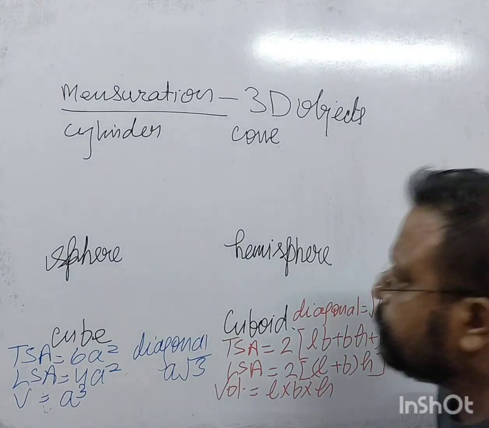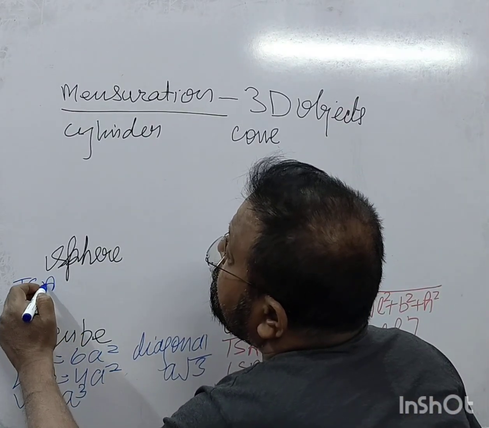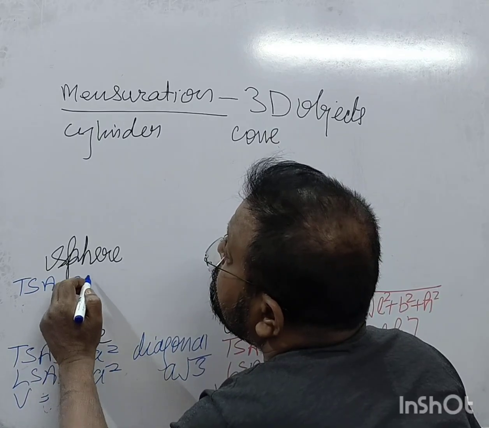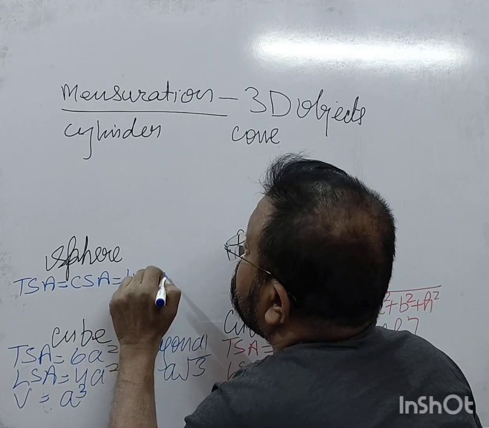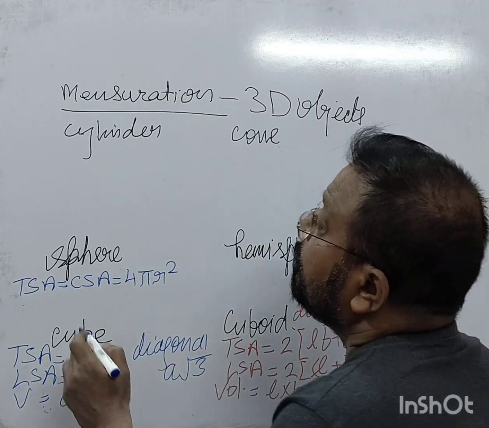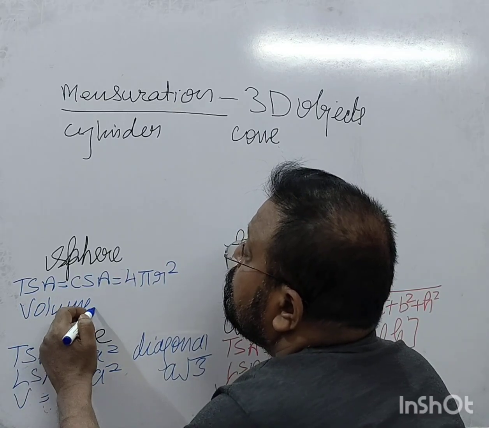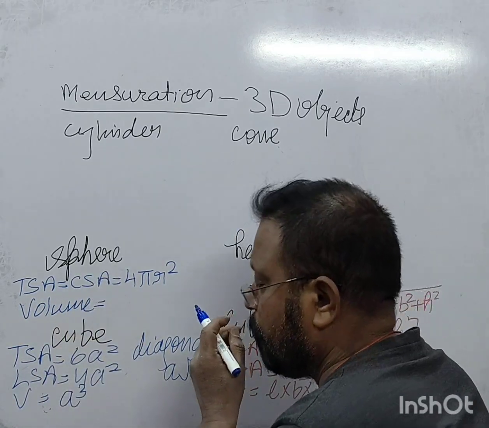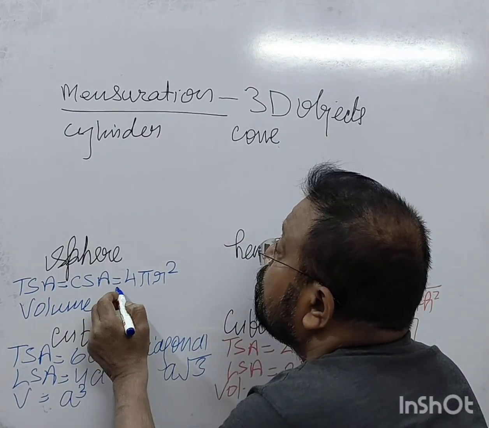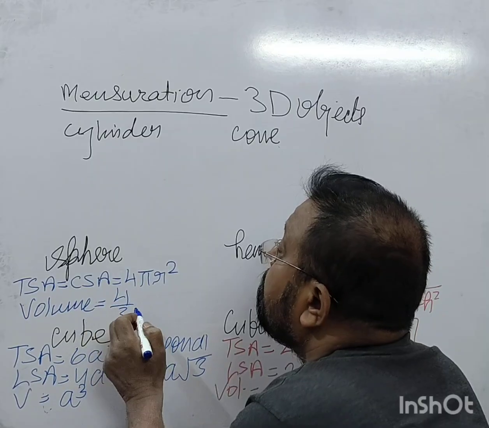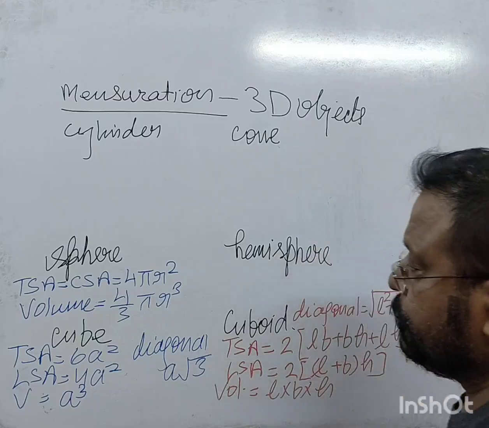Then we come to sphere. TSA is equal to CSA is equal to 4 pi r square, right? And volume is equal to 4 by 3 pi r cube, right?